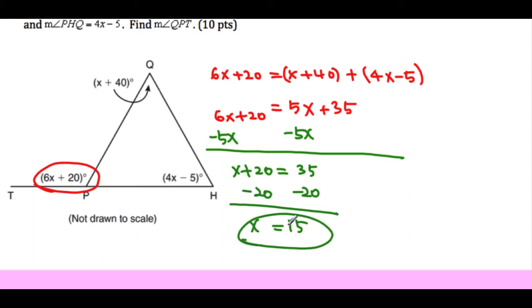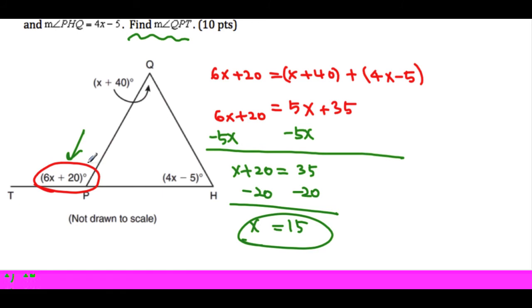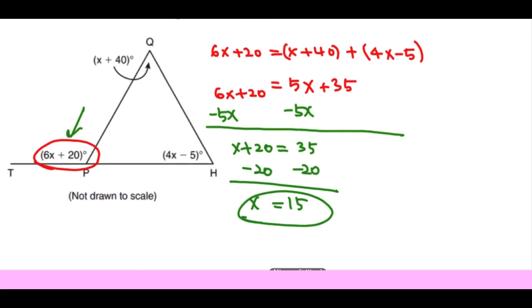Now, is my answer 15? No, not really, because I want you to look at the question here. I want you to find the measure of angle QPT. QPT, in fact, that angle is what we're looking for, isn't it? So, therefore, we're going to plug in 15 in place of x because x is equal to 15.